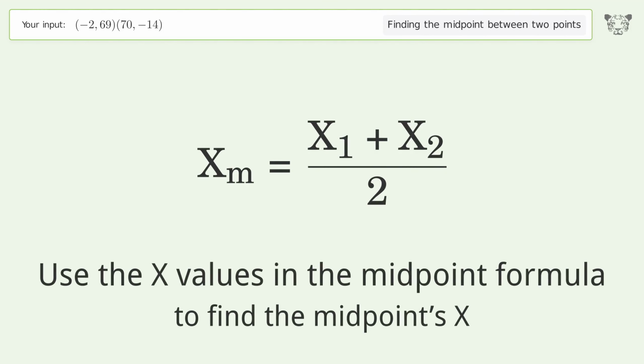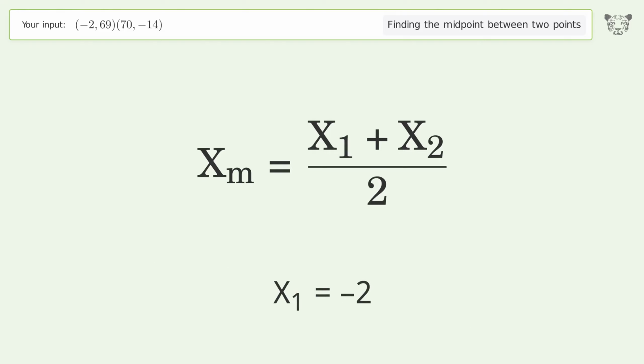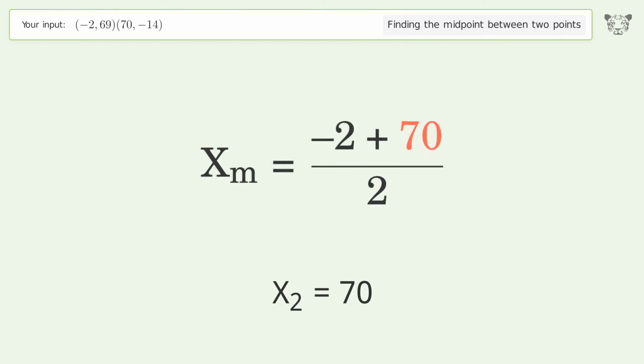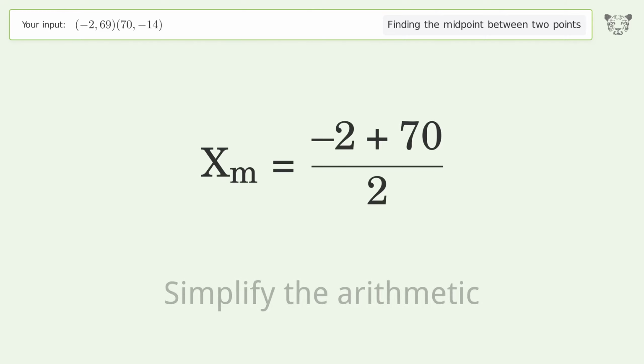Use the x values in the midpoint formula to find the midpoint's x. x1 equals -2. x2 equals 70. Simplify the arithmetic.